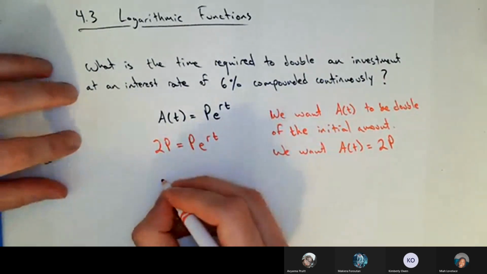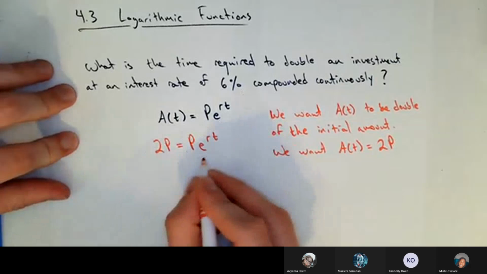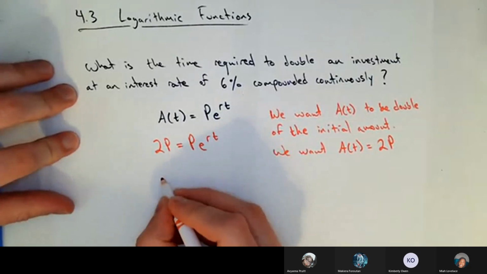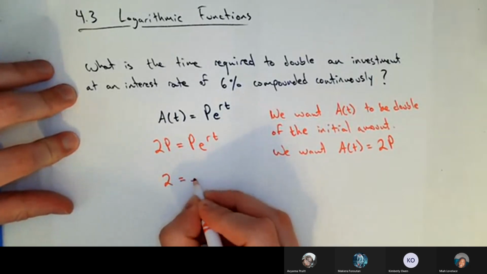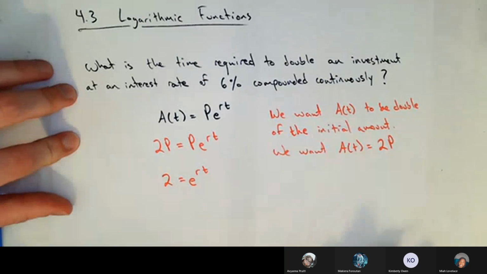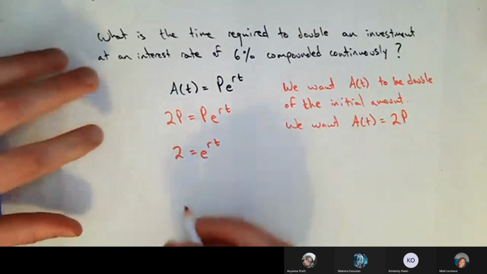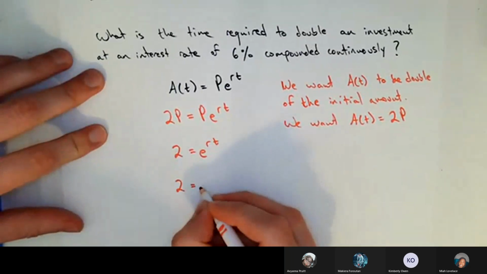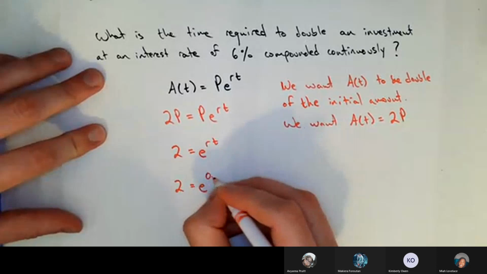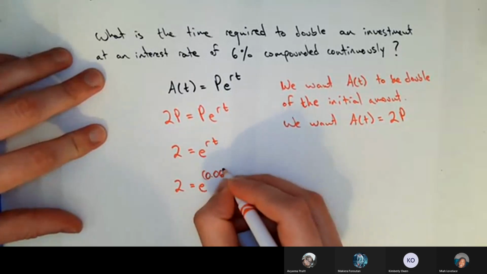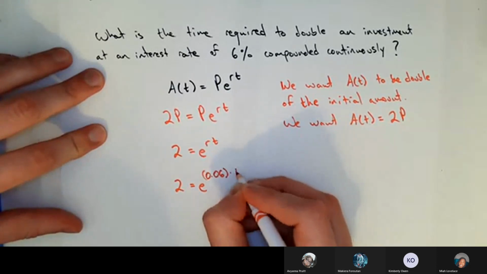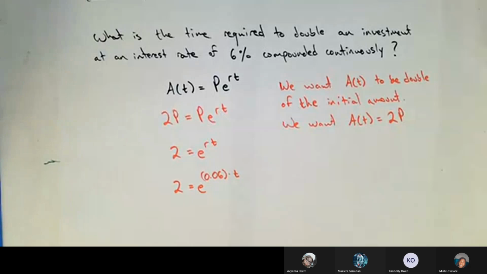And moreover, I see that the P's can actually divide out on both sides here. I end up with this. And now I'll go ahead and plug in my rate, which is 6%. So I'll remember to turn that into a decimal, wrap it in parentheses, and say times t here. And I'm feeling pretty good because I'm getting far. But what do I do at this point? How do I solve for t?